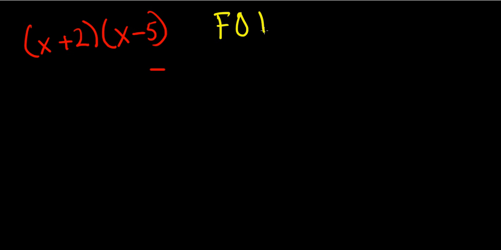Now we're going to look at an example of multiplying binomials. We have x plus 2 times x minus 5. What you want to do is follow FOIL. So you want to multiply the first terms first. So the first term in each parentheses. So x times x. So we know that x times x would give us x squared.